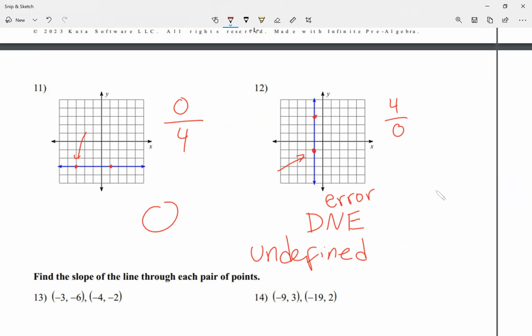Now, sometimes we could have a fraction 0 over 0. You could even ask Siri. Siri doesn't even know how to do that division. We're going to call that calculus 1. 0 over 0 is a very important fraction, but we'll see it in a few years.